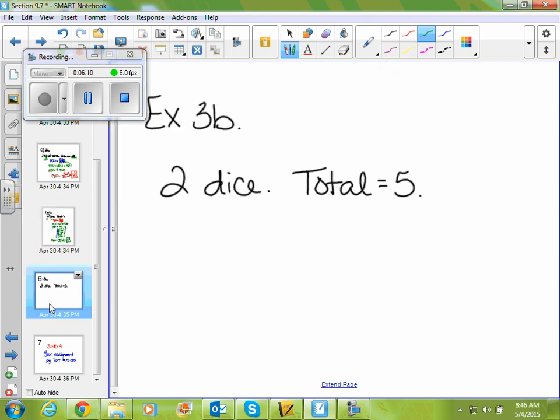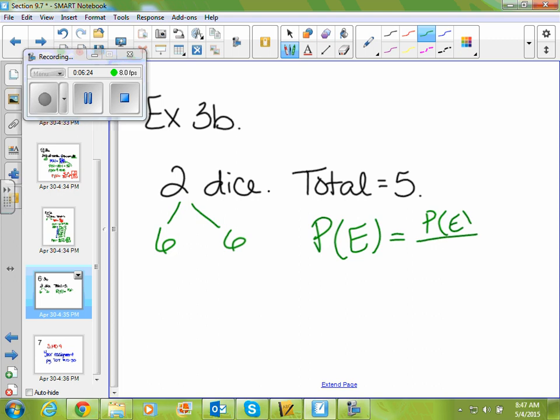Okay, we'll do one more where the dice add up to 5. It's 2 dice, so option 1 gives me 6 options, option 2 gives me 6 options. So for the probability of my sample size, I have 6 options on each of my dice. 6 times 6 is 36.